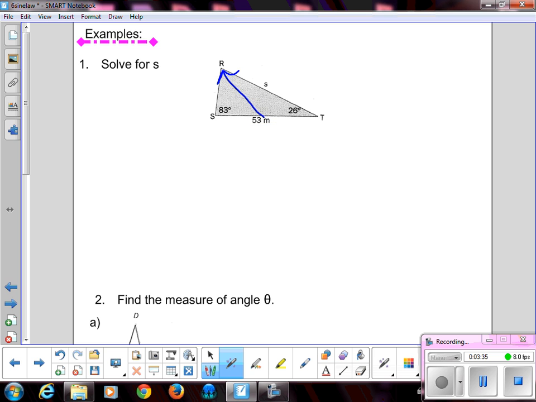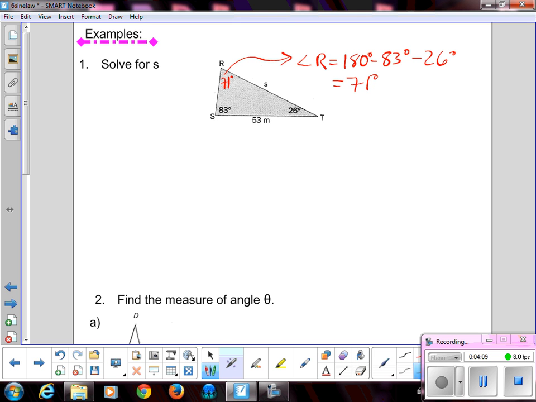Does that mean that I rule out the sine law? No, because if you'll notice, I already have two angles. So it means I really can calculate that angle R, and then I can use the sine law. So that's why I suggested that you actually calculate all the angles that you can. So angle R equals 180 minus our 83 and our 26 for a grand total of 71 degrees. Now often I would put that back in here so it makes life a little bit easier.